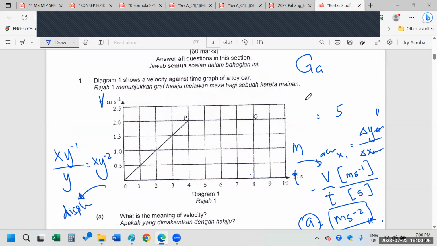GAAD. G means gradient, so the gradient of a VT graph is acceleration. A means area, so the area of the graph is distance or displacement. GAAD.